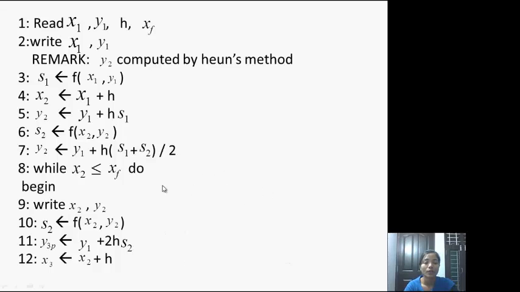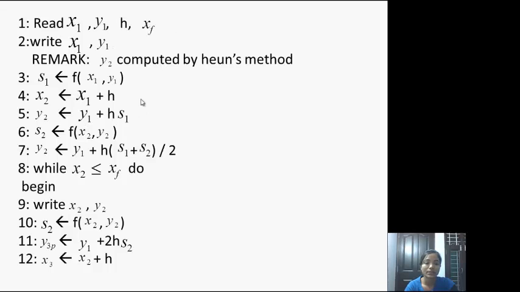Our first step of the predictor-corrector method is we have the values x1, y1, h, which is the difference between the two successive values of x, and xf, which is the final value, or we can say the last value of x. By x1 and y1 we can find the slope at the initial point, that is s1, that is f of x1 comma y1.